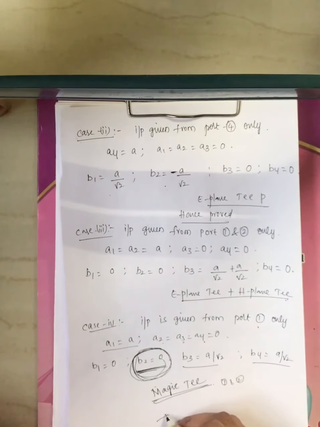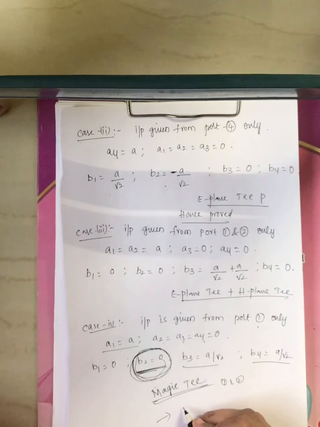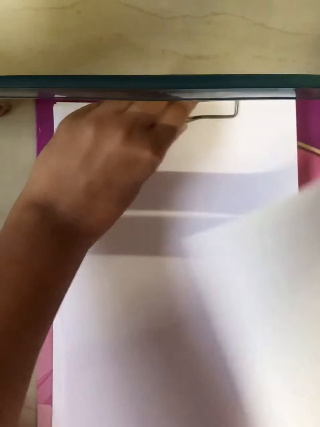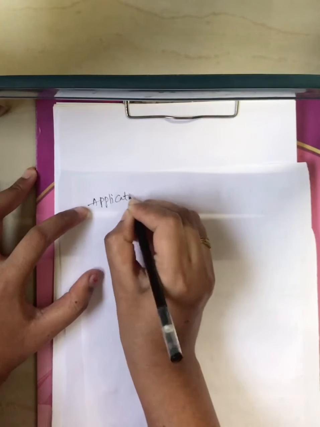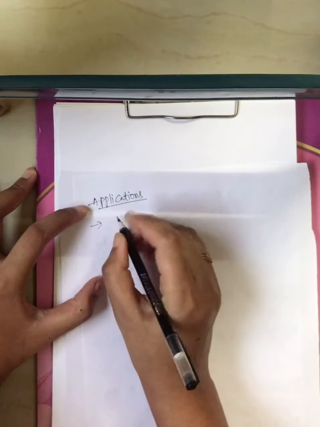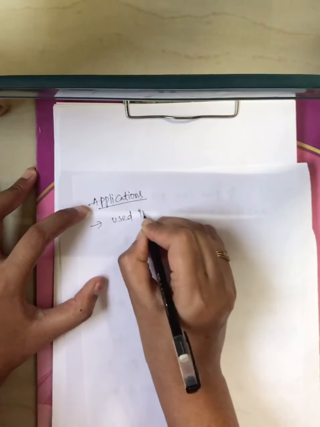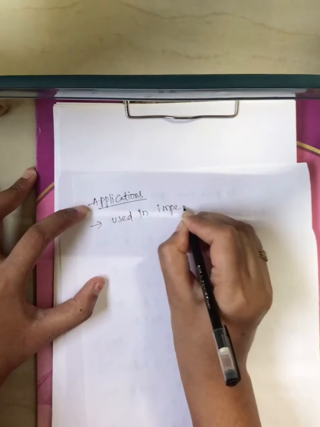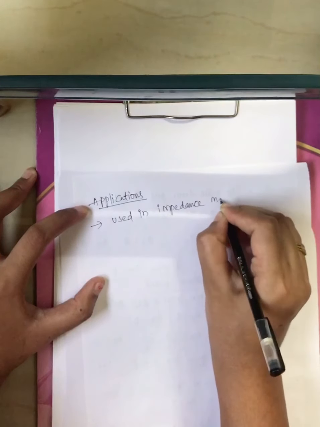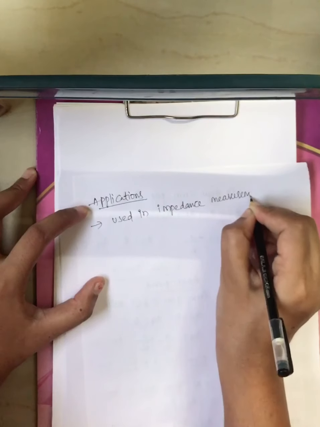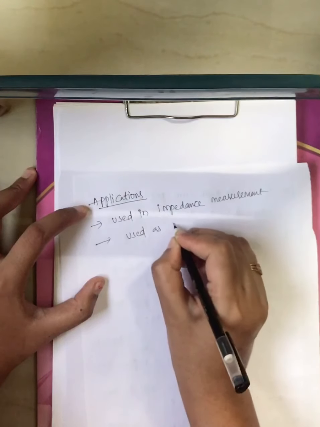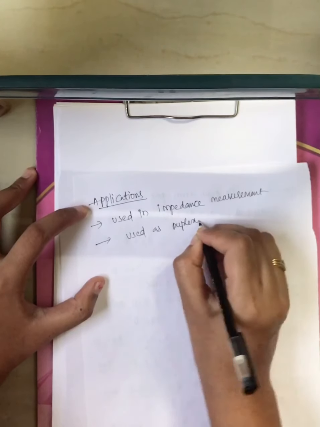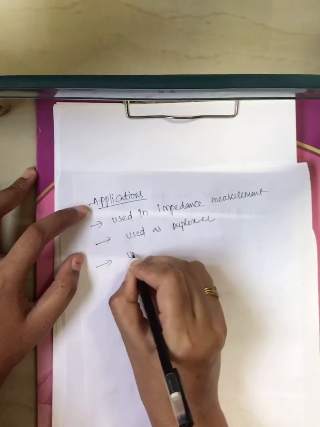Now where can we use magic T, coming to its application. It is used for impedance measurement. And the next one is, it is used as a duplexer. A duplexer is nothing but two-way communication, and it is used as a mixer, right?